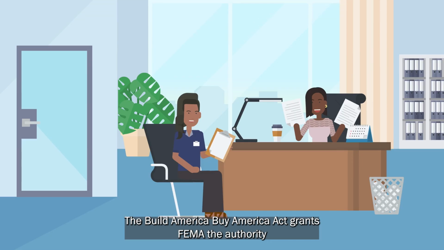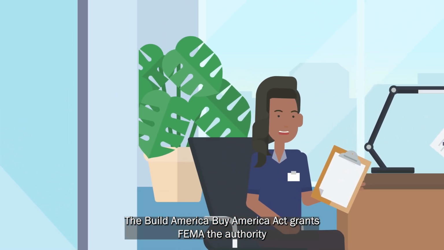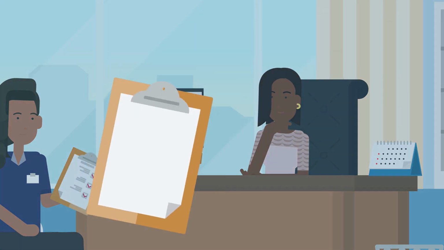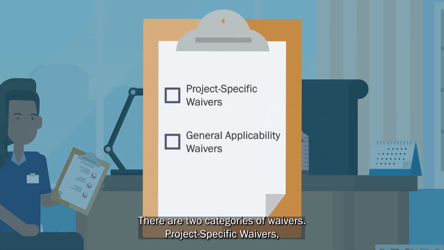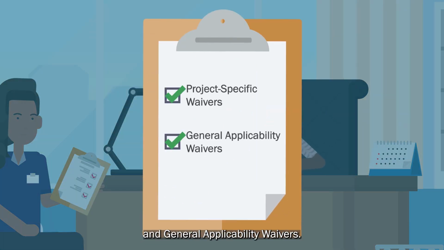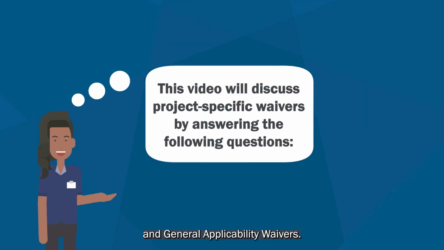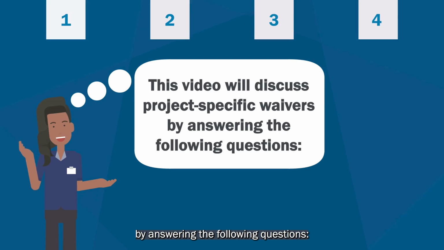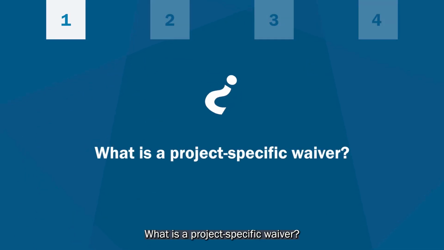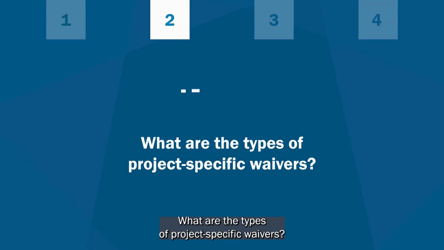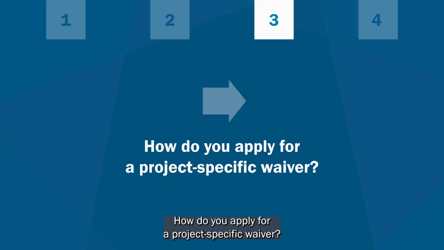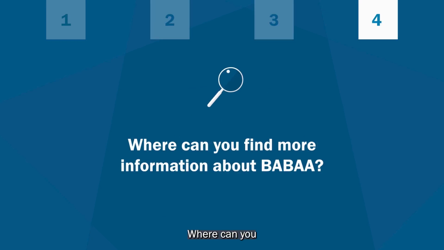The Build America, Buy America Act grants FEMA the authority to waive the BABAA requirements under certain circumstances. There are two categories of waivers: project-specific waivers and general applicability waivers. This video will discuss project-specific waivers by answering the following questions. What is a project-specific waiver? What are the types of project-specific waivers? How do you apply for a project-specific waiver? Where can you find more information about BABAA?